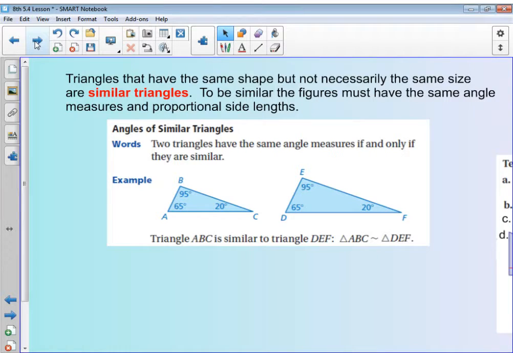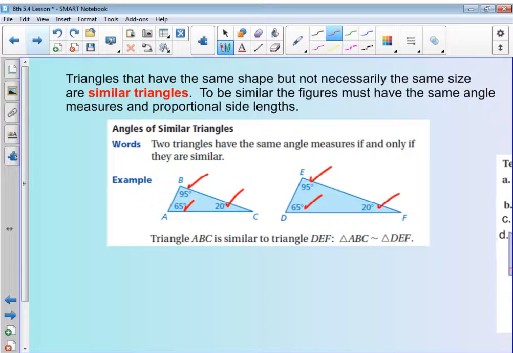If we compare the angle measures, we have a 95-degree angle and a 95-degree angle. We have a 65 and a 65, and we have a 20 and a 20. Because the degree measures are the same, these would be considered similar. It means that if we knew the side lengths, they would be proportional to one another. As long as the angle measures are equal to each other, those triangles are considered similar.